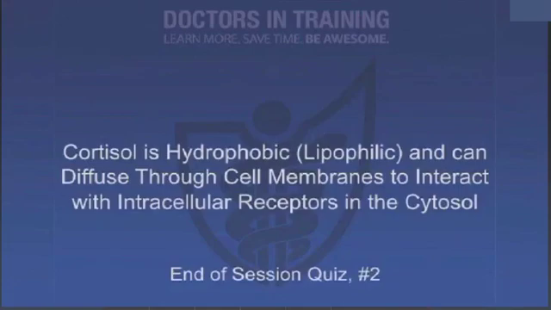Next, why is cortisol able to bind to intracellular receptors? Well, cortisol is hydrophobic. Another way of describing it would be lipophilic, so it loves lipids. So this can now diffuse through cell membranes, which is a hydrophobic lipophilic entity. So it can interact then with the intracellular receptors in the cytosol.